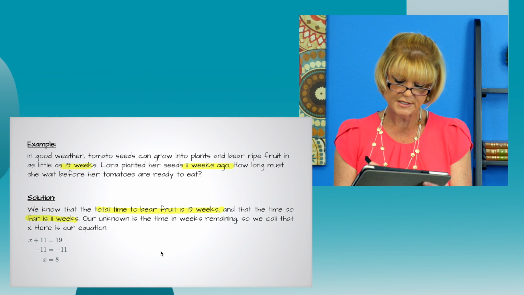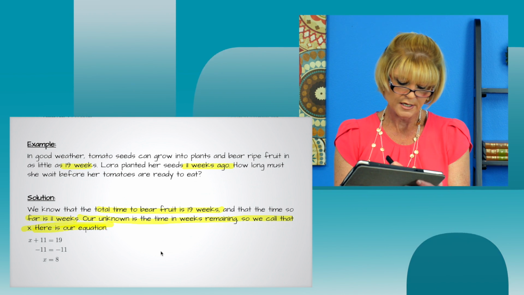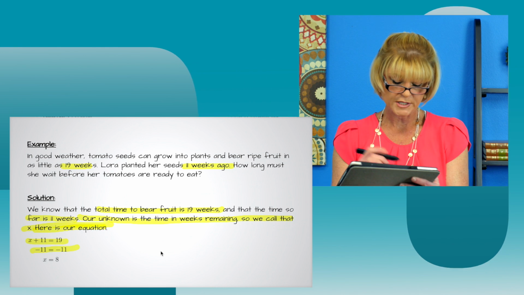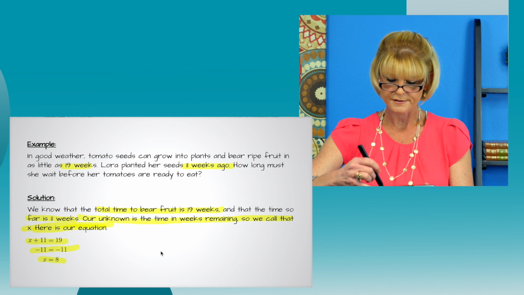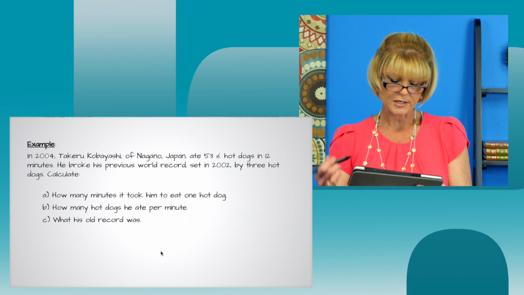So our unknown is the time in weeks remaining, so we call that our x. That's the unknown. Here's our equation. x plus 11 equals 19. Subtract 11 from both sides and we get x equals 8. Again, simple operations. All right, this is our last example.